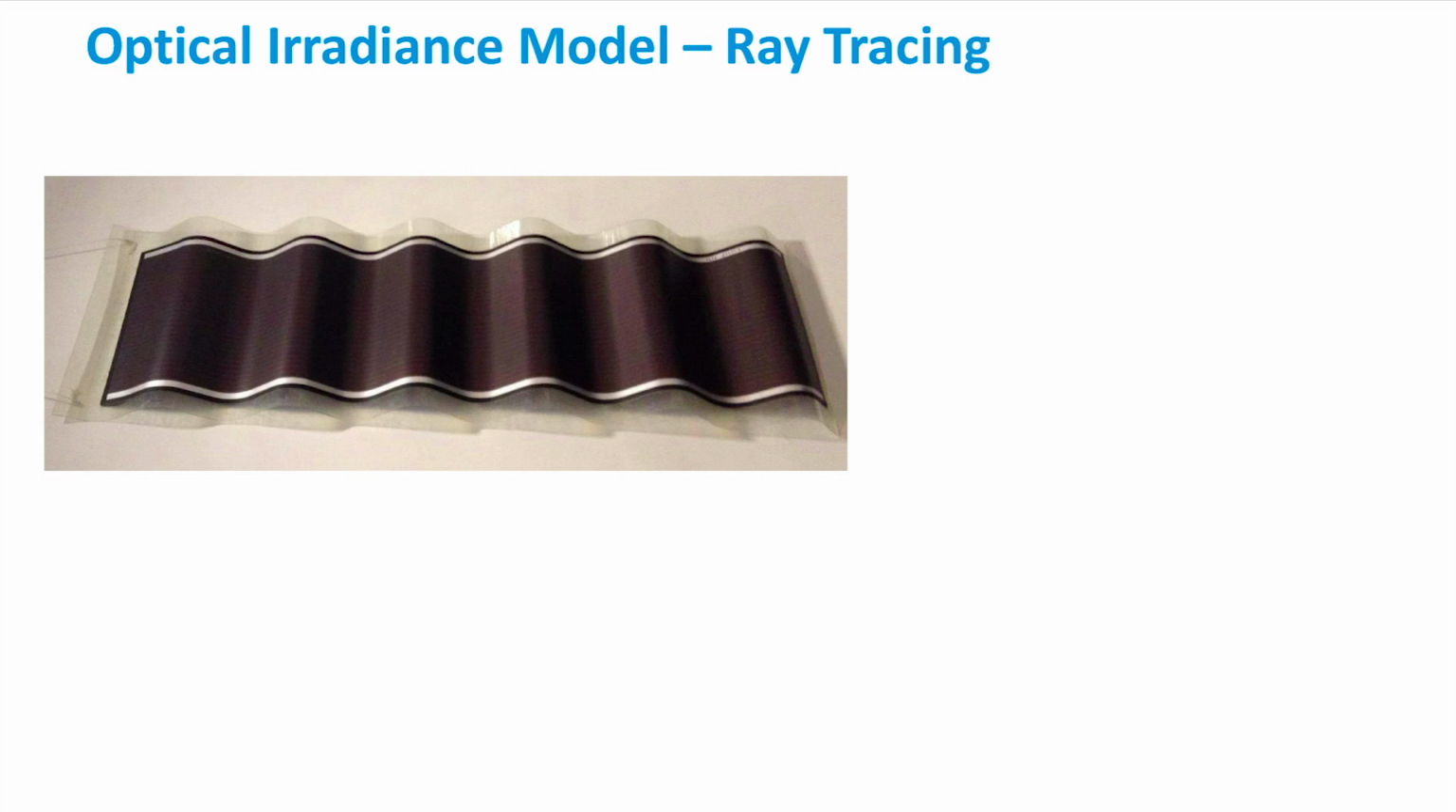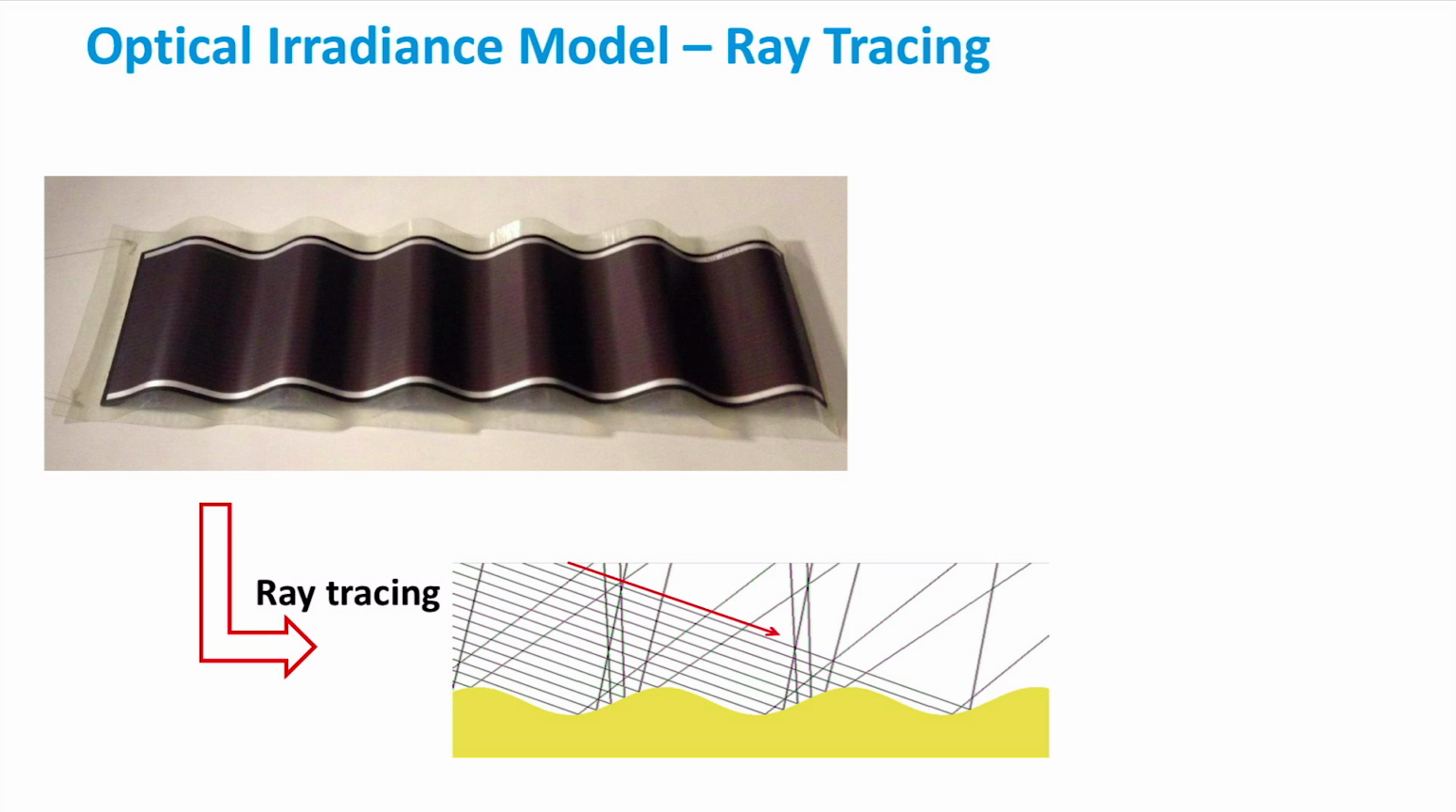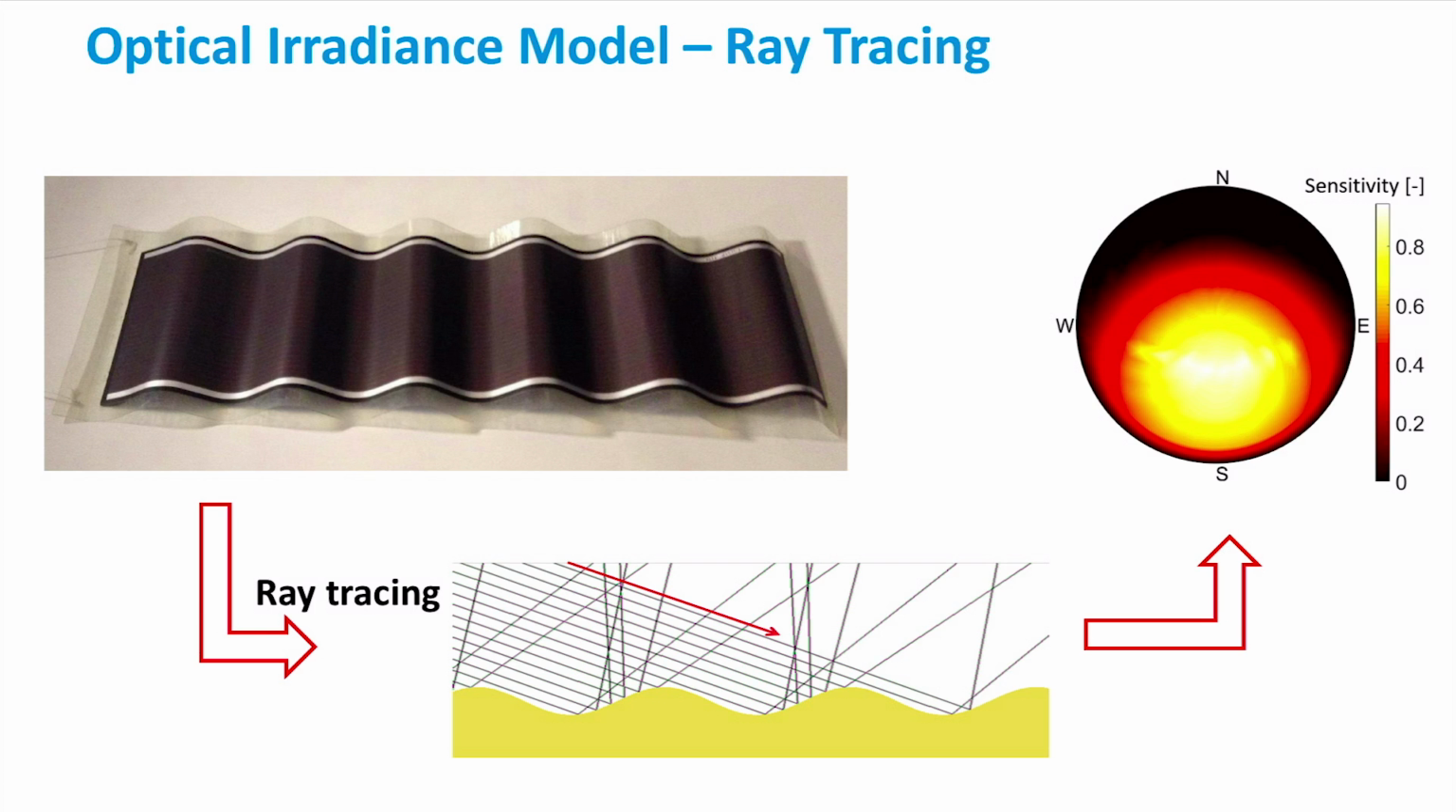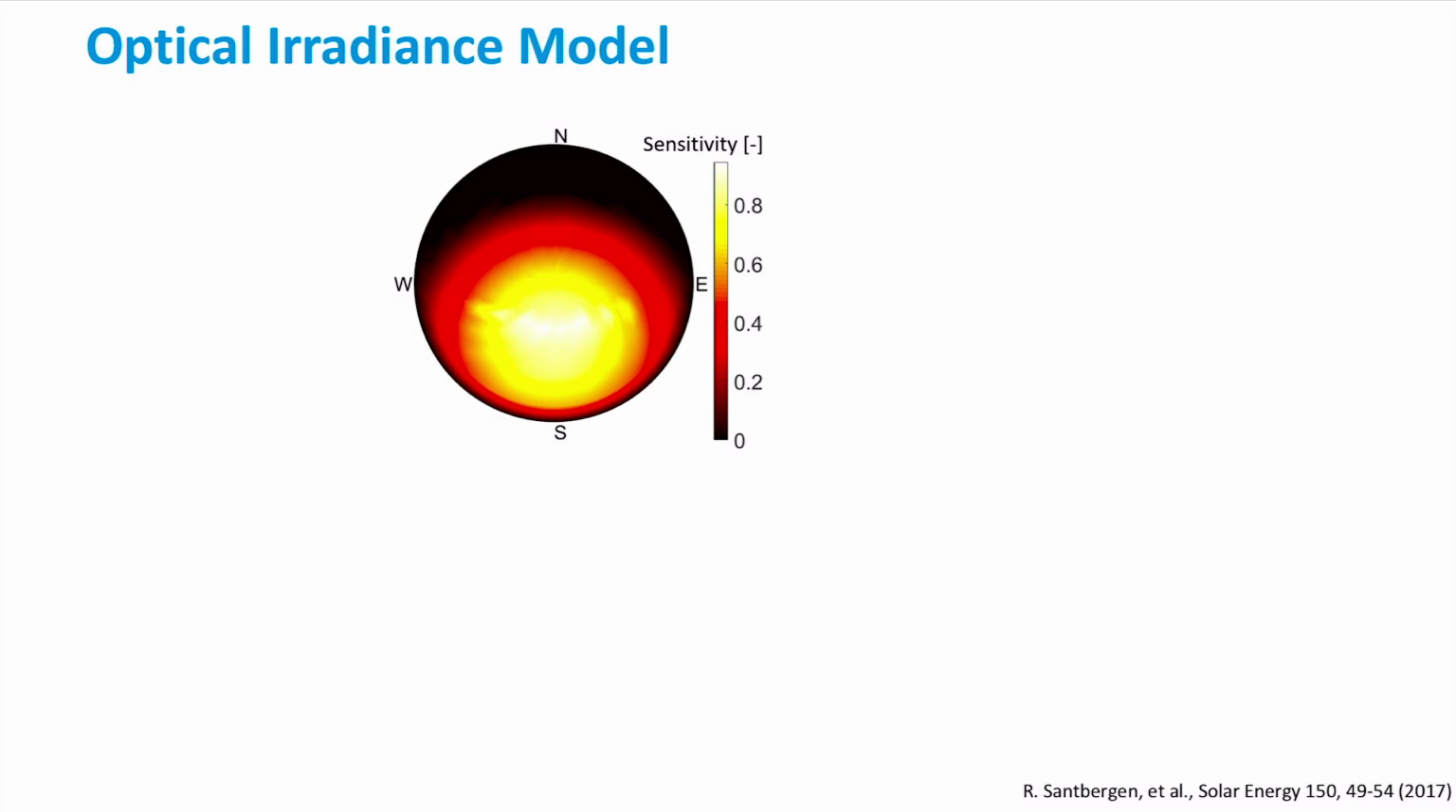In the optical model, the geometry of the PV module is created and the light rays with a certain intensity are simulated to impinge on the module surface from all angles of incidence. After this ray tracing simulation is complete, a so-called sensitivity map is generated as output. A sensitivity map contains information about a surface sensitivity to incident light at all angles of incidence. It is primarily dependent on the shape of the created geometry.